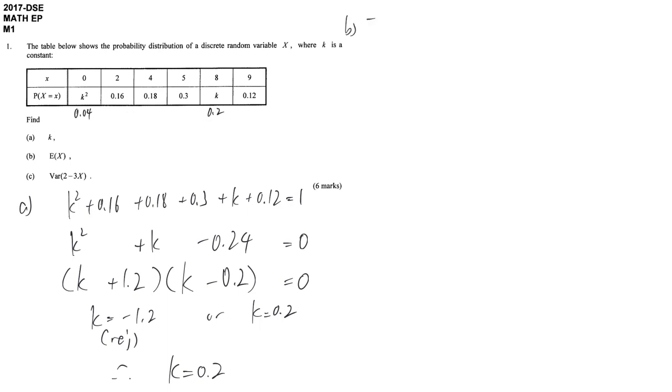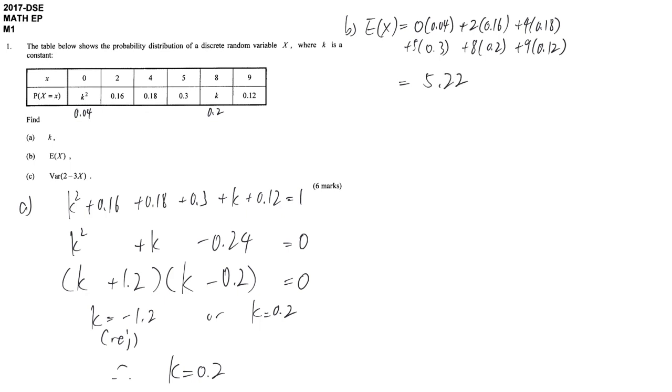So the expected value, we just follow the formula. The first outcome times the corresponding probability, 0.04. The second outcome, 2, times the corresponding probability, 0.16, and so on and so on. We get 5.22, that's the expected value. And then we focus on C.